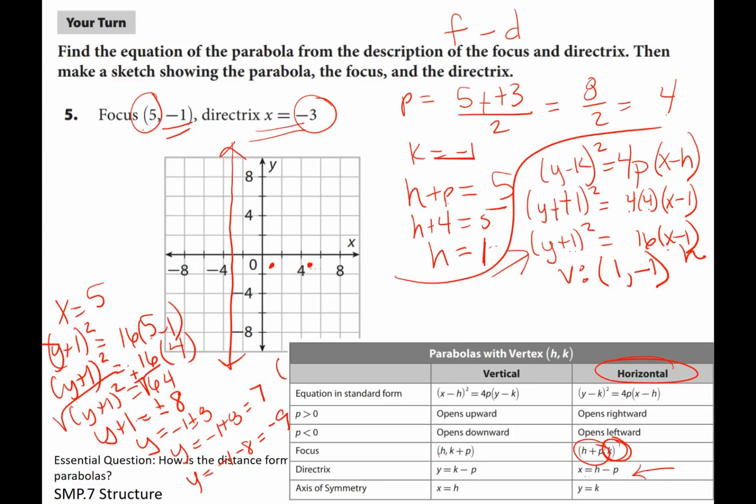Which means I'm going to plot the points with this x value and these y values. So 5, 7, and 5, -9. We're going to go out 5 and up 7. Then out 5 and down 9.